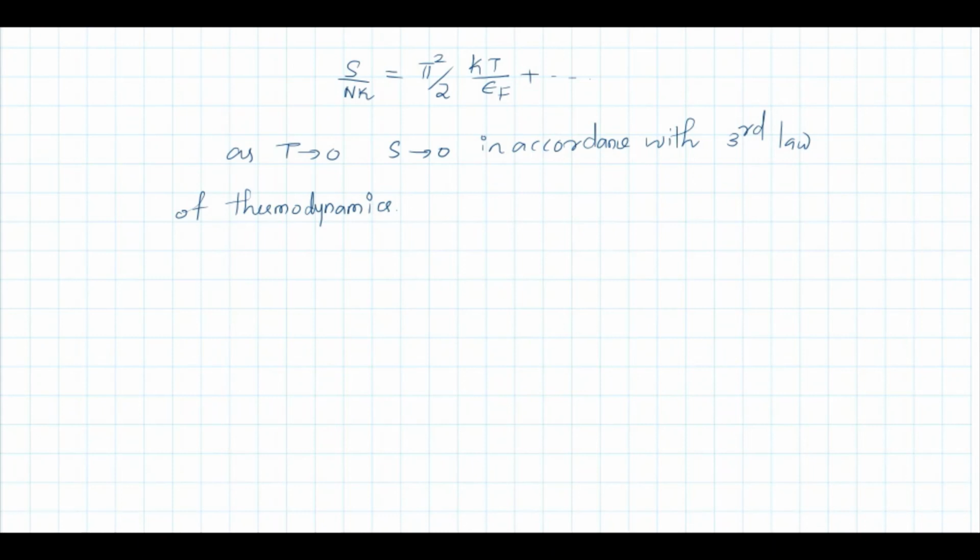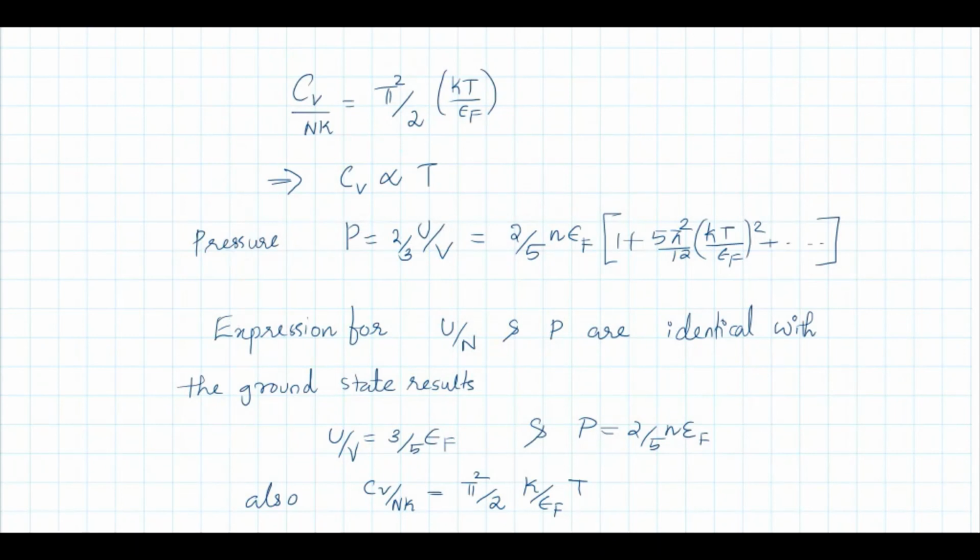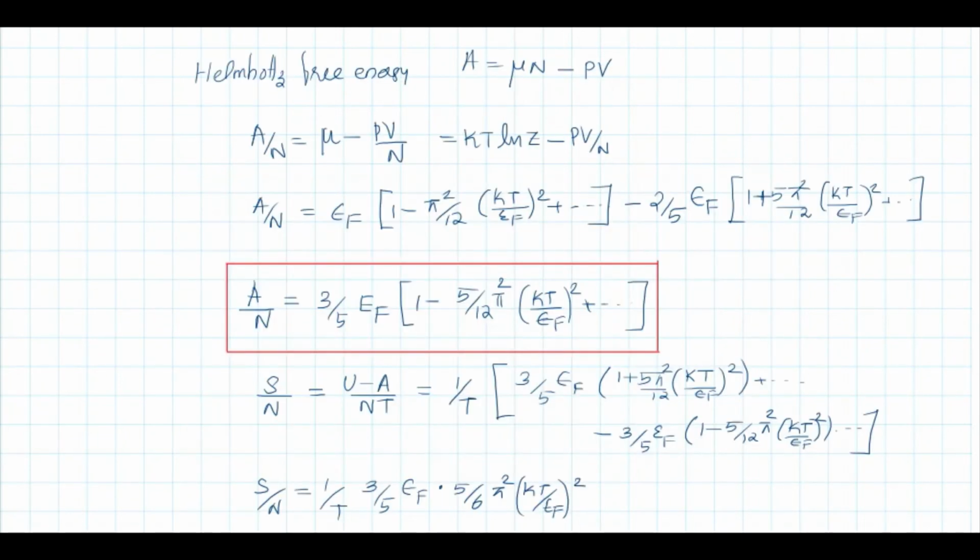Why? Because we already have an expression for P. This n is actually capital N by V. So you can take that V to this side and N to this side. So PV by N becomes 2 by 5 EF into 1 plus this quantity. That is exactly here. So A by N is equal to, here you have an EF and minus 2 by 5 EF. That makes it 3 by 5 EF. And this is minus pi square by 12, and this 5 and 5 will cancel.